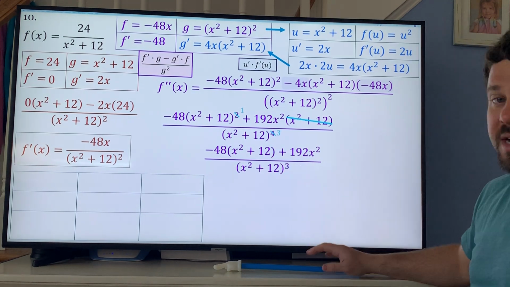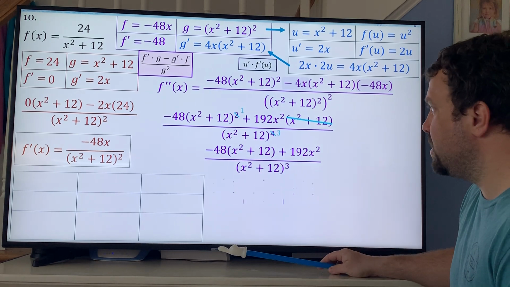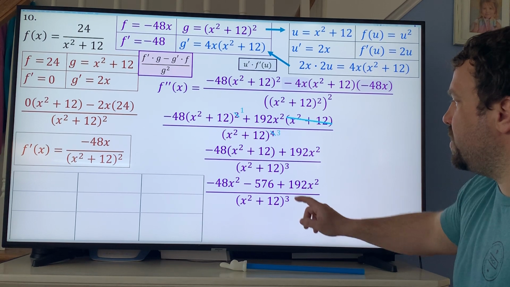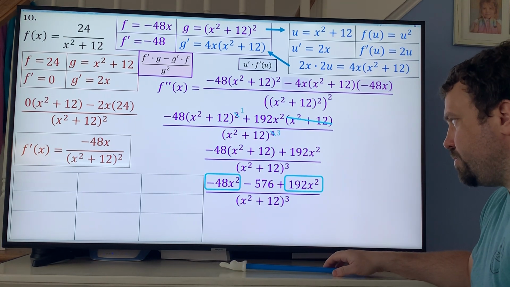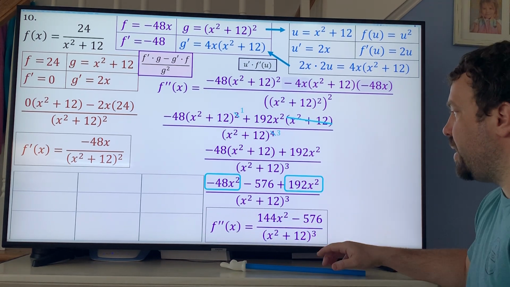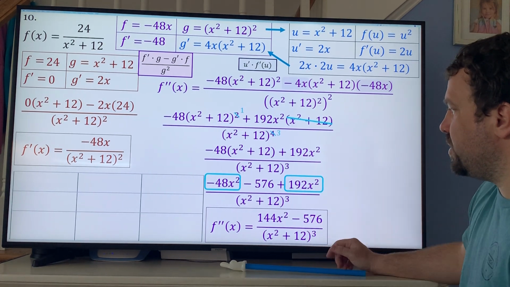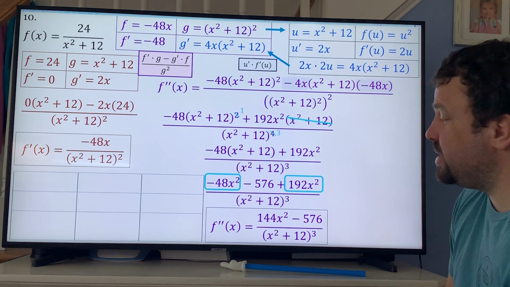Now I could reduce the top a lot easier. What do I do with the negative 48? Now you're going to distribute it. Negative 48x squared minus 576 plus 192x squared. Combine these like terms. All right, you follow me hopefully? 144x squared minus 576 stays the same, and this stays to the 3rd. Now that you did this, the last part is easy.